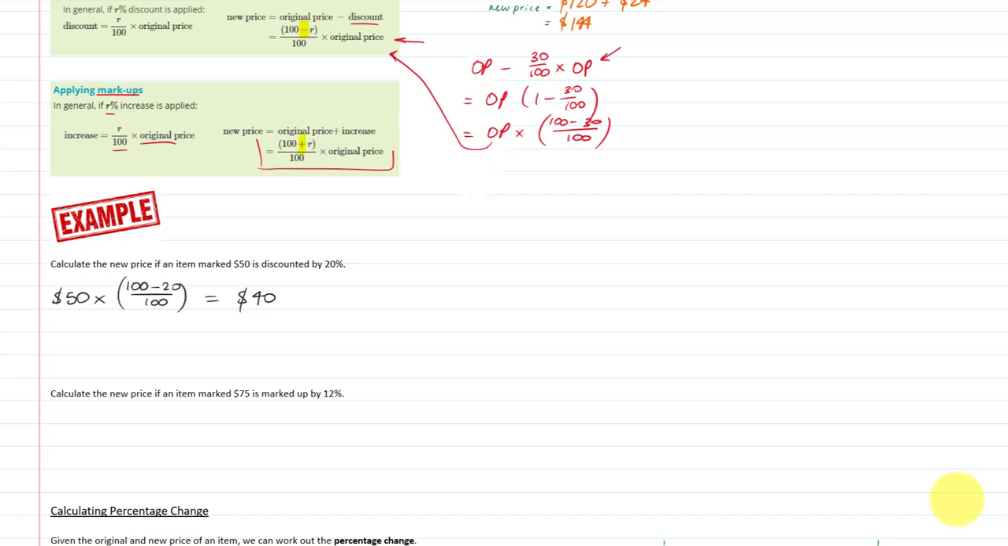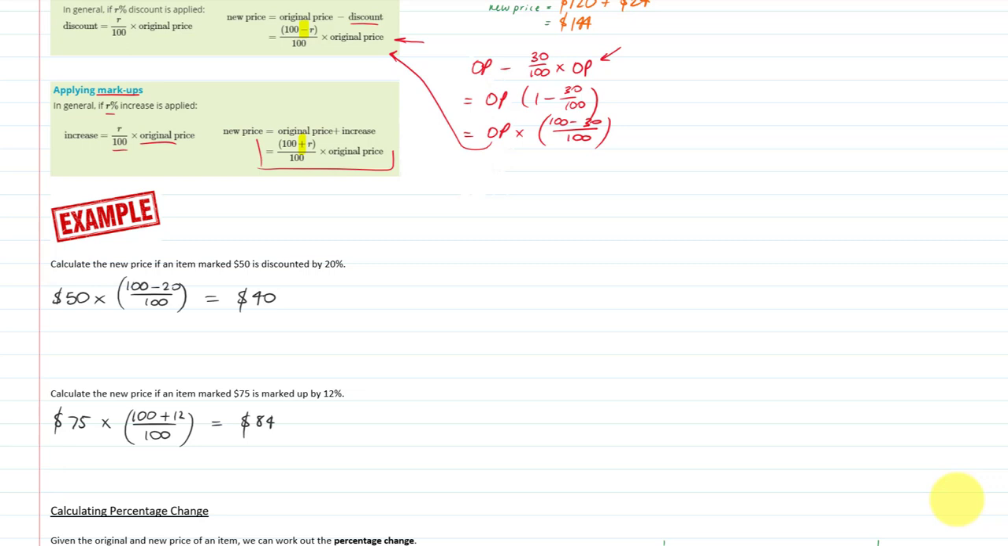Calculate the new price if an item marked at $75 is marked up by 12%. So in this case, we have the original price, 75, times by 100 plus 12 over 100, because it's a markup. And in this case, that will be equal to $84. Again, we just put that into our calculators to see what comes out.